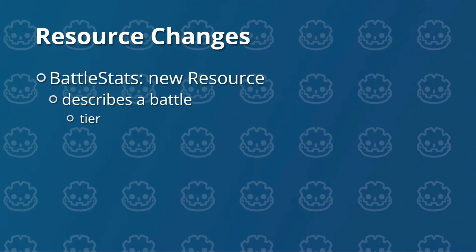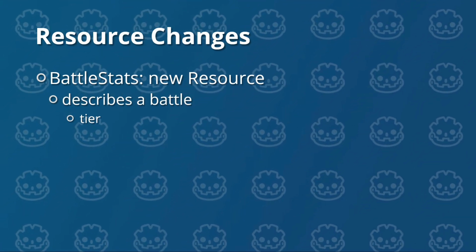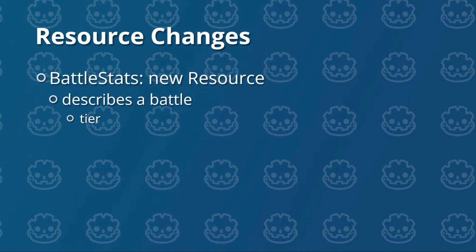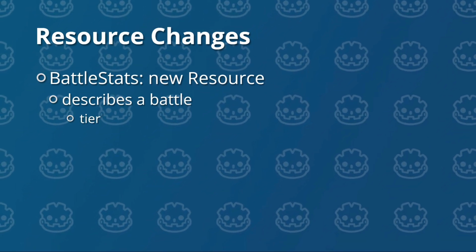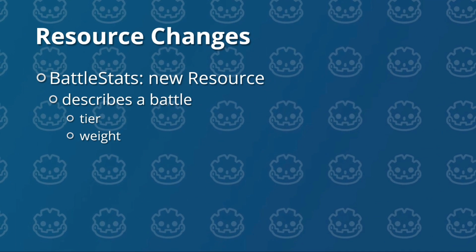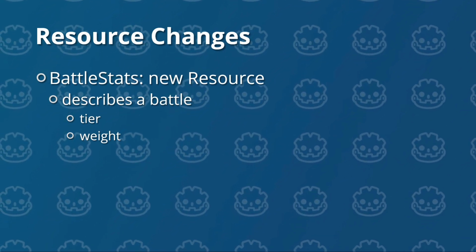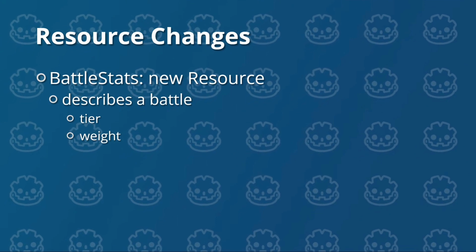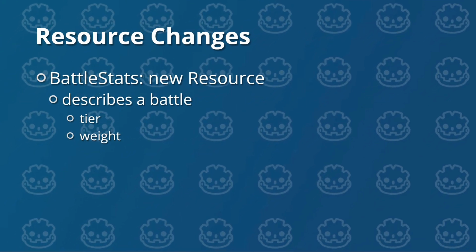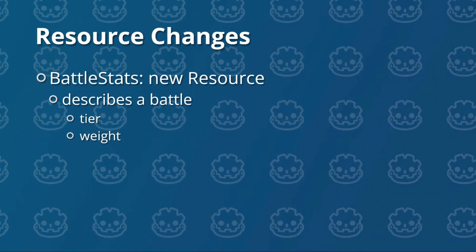Tier 1 will be all the other battles except for the boss battles, and tier 2 will describe boss battles only. Then we also have a weight associated with those battles, which basically is used for the random generation part, so we know what the chances are of actually picking or encountering that fight anywhere on the map.